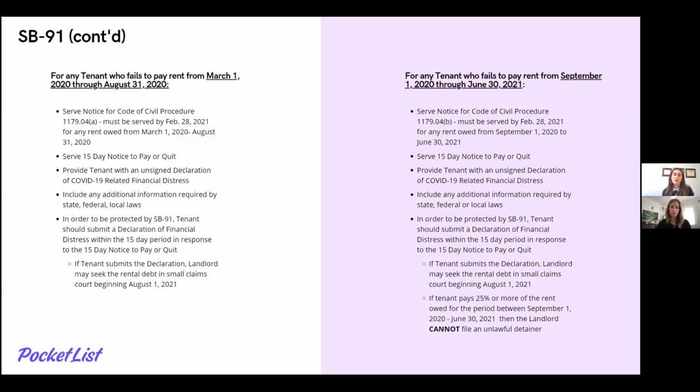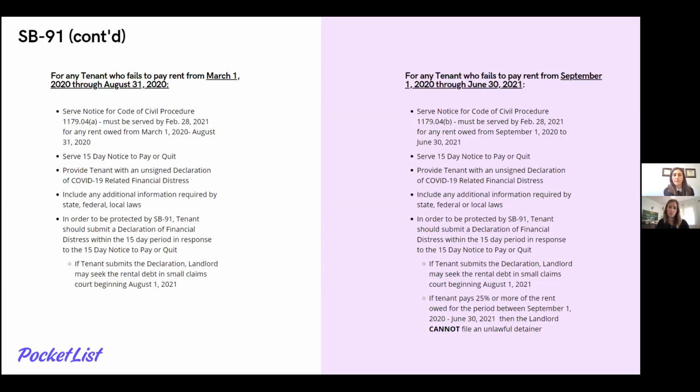And here, if the tenant is going to be protected by SB 91, the tenant has to submit their declaration back to the landlord stating that they are experiencing a COVID-19 related financial hardship. The tenant also has to pay 25% of the rent owed between September 1st, 2020 through June 30th, 2021. So if the tenant does pay that 25% amount, the landlord cannot file an unlawful detainer.